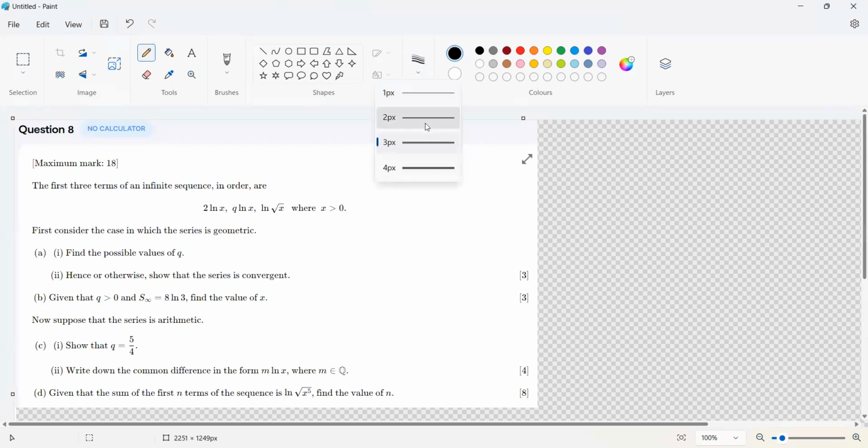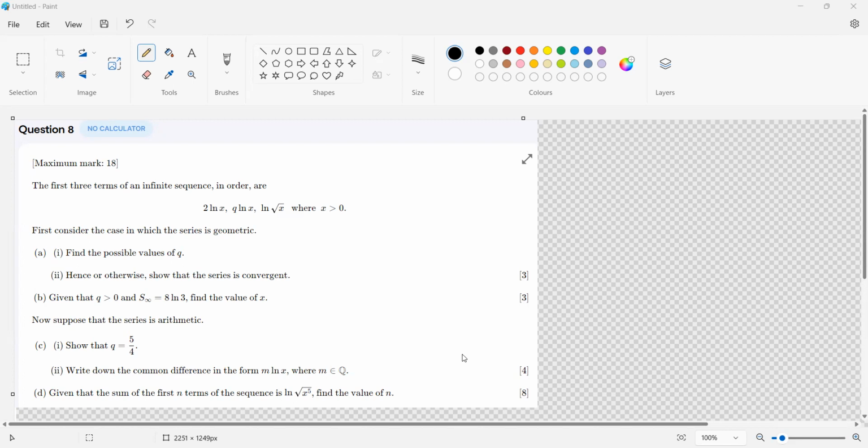All right, so this is paper one, section B. It's a longer, extended answer type question. I have been given the geometric infinite sequence's first three terms, and they're asking for the possible value of Q, which belongs to the second term. And we need to show whether my series is convergent or not.